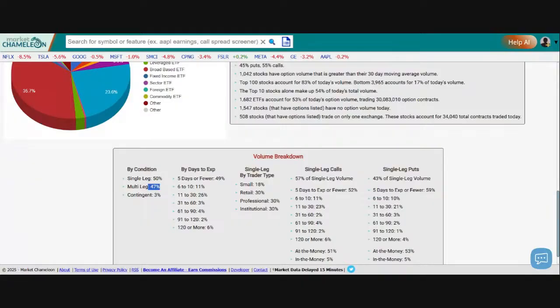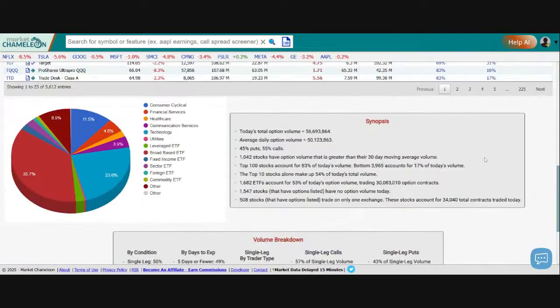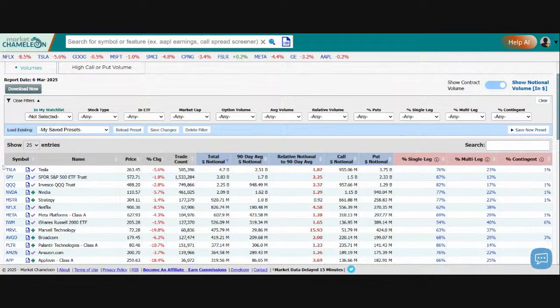So that's a significant part of the option volume, and we want to go and look at what people are doing. How are they using option spreads? Now let's scroll back up to the top, and here on this report we get a summary or an idea of the breakdown of the option volume by stock symbol from a high level.